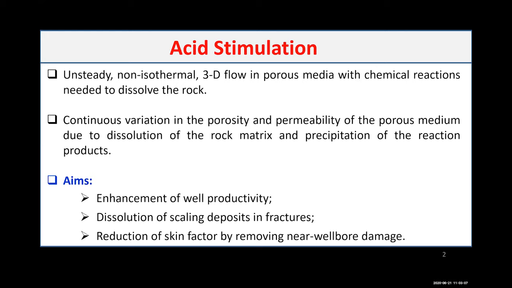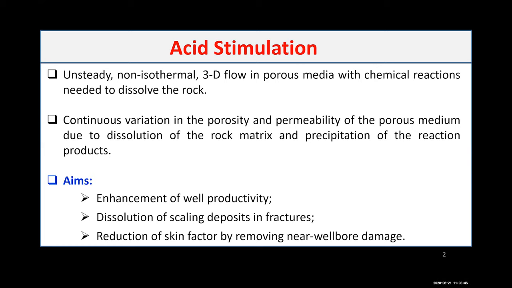And as the word acid means, we have a chemical. So we are injecting a chemical that will react with the rock. This reaction will allow the rock to be dissolved. And as we are dissolving the rock, we have a continuous variation of both porosity and permeability. As you dissolve the rock, you have an increase in the porosity, and hopefully also an increase in the permeability. However, in any reaction, you will have a reaction product, which will sometimes also be a precipitate.